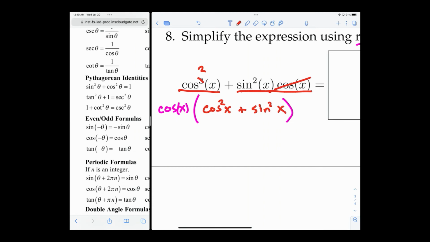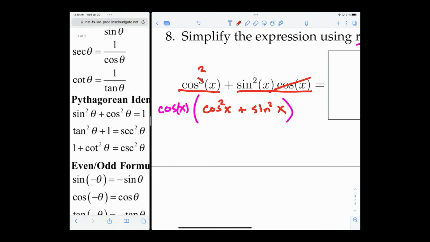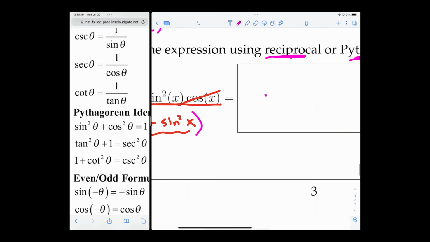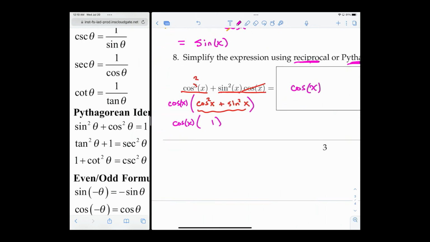And then, just looking at your Pythagorean identities, we know that sine squared plus cosine squared is 1. So all of this together is just 1. So we have a cosine x times 1, which is cosine x. Now, factoring out the cosine might be a little bit tricky. If you find that a little bit tricky, here's something you might try instead.